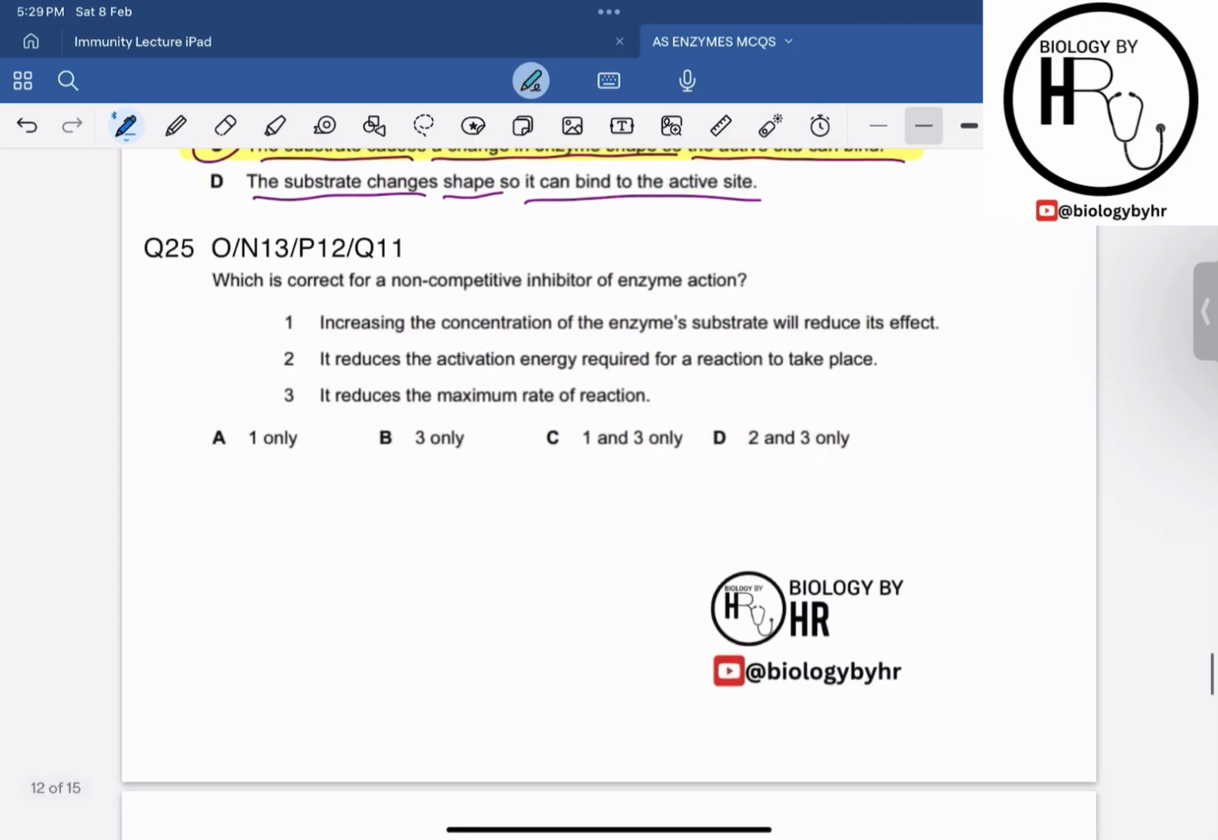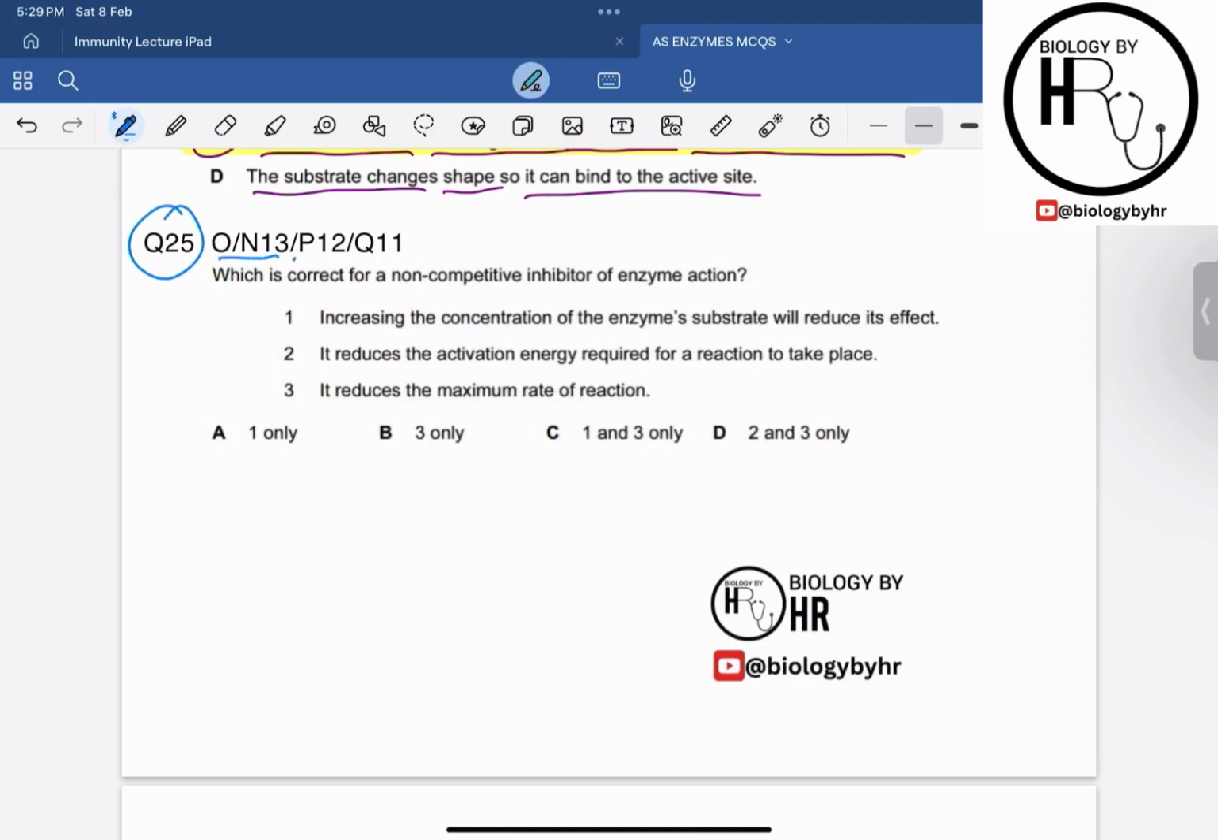Alright, so now let's move on to question 25. It is from October-November 13, paper 1 to question 11. They are asking what is correct for the non-competitive inhibitor of enzyme action. They have given us a set of three statements, and we have to select the correct statement. We know that the non-competitive inhibitor of the enzyme binds to a site other than the active site. For example, this is the active site and this is the allosteric site of the enzyme. The non-competitive inhibitor binds to the allosteric site, not the active site.